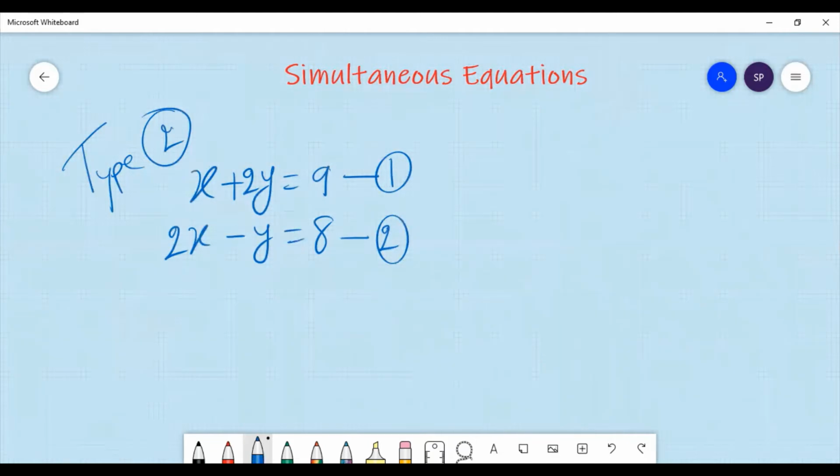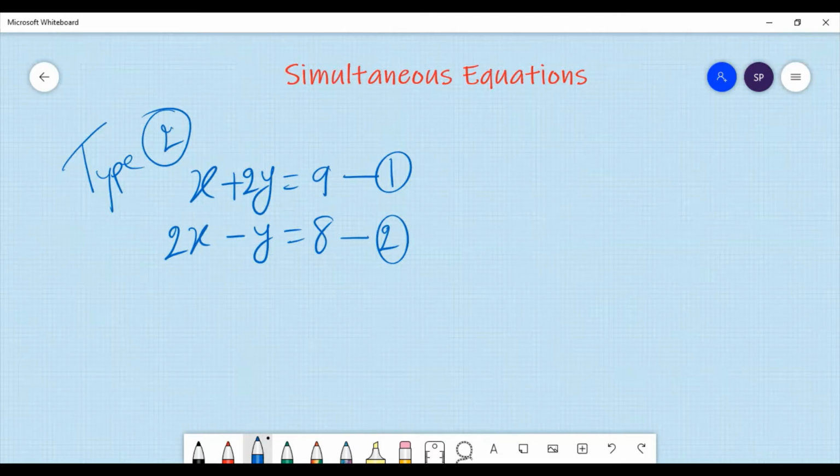But if you look at these two equations, you have just 1x in the first one, but in the second equation, you have 2x. So the numbers are different. Similarly, you have 2y and then minus 1y. So we need to make one of those equations have the same number of y's or the same number of x's.